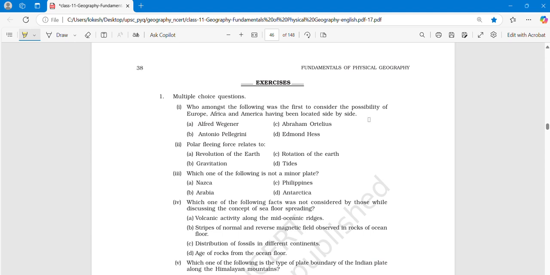Who amongst the following was the first to consider the possibility of Europe, Africa and America having been located side by side? It's Wegener.